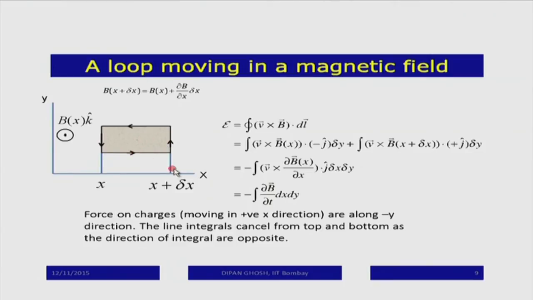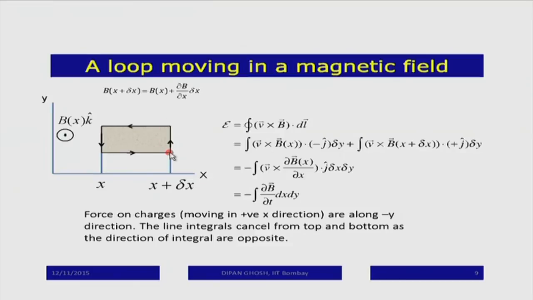Now, what has happened here? I have a magnetic field which is inhomogeneous. My electromotive force, which I have just now shown to be given by V cross B dot dl, if I go over the circuit, then since the direction of the magnetic field is perpendicular to these two directions, there is no contribution to the line integral from these two.